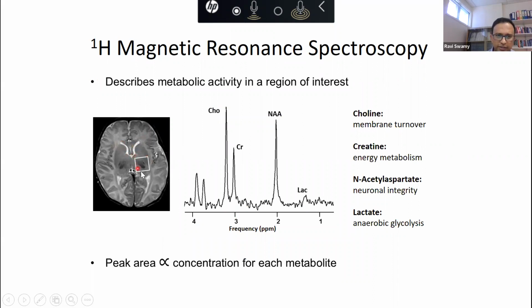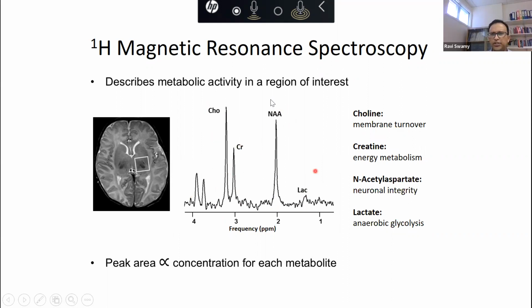Now what they do in the MRS is that you take a voxel. This is like a part of the brain which you put a signal intensity on, and you want to look at what are the metabolites, what is the metabolic activity in that particular region. There are four prominent metabolites whose concentration we want to look at. One is choline, one is creatinine, the third one is NAA, and the fourth one is lactate. Choline and creatinine, not many people use them. Choline is a marker of membrane turnover, creatinine is a marker of energy metabolism. So for all practical purposes, you can ignore them.